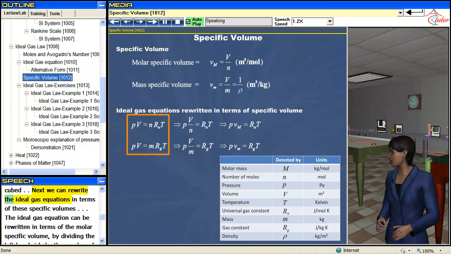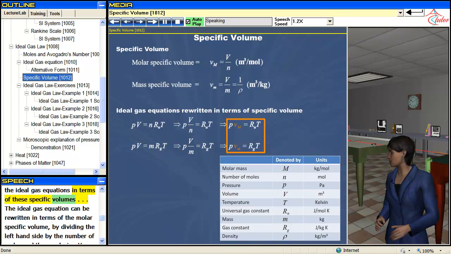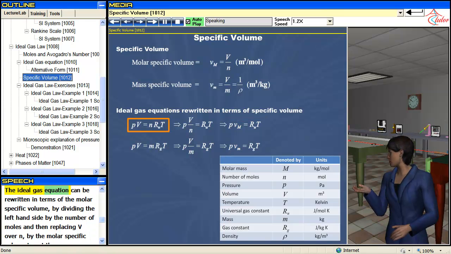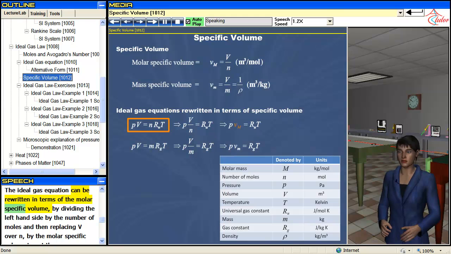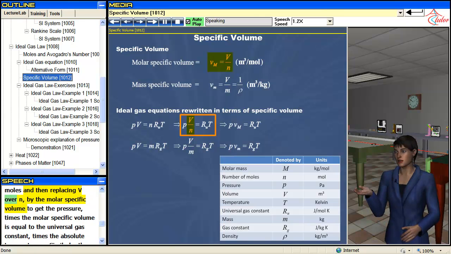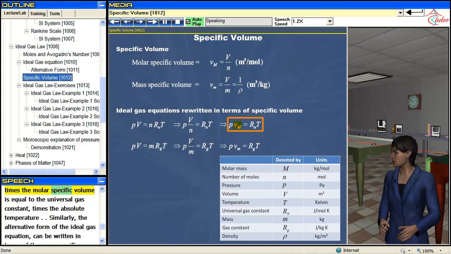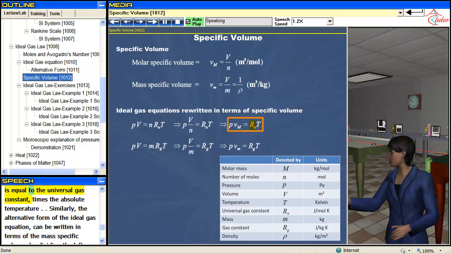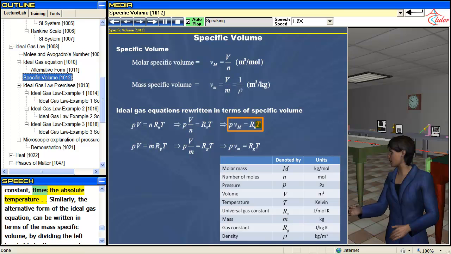Next we can rewrite the ideal gas equations in terms of these specific volumes. The ideal gas equation can be rewritten in terms of the molar specific volume by dividing the left-hand side by the number of moles, and then replacing V over N by the molar specific volume. To get the pressure times the molar specific volume is equal to the universal gas constant times the absolute temperature.